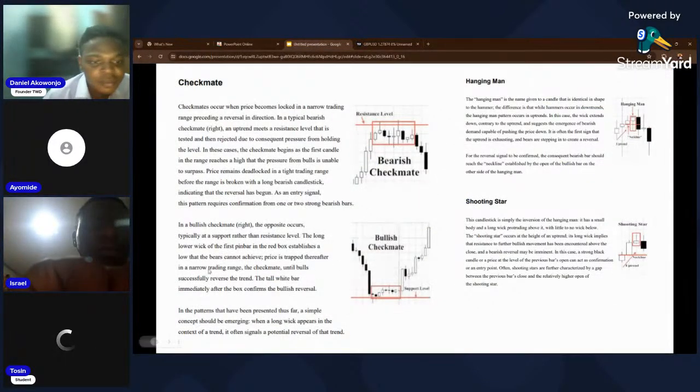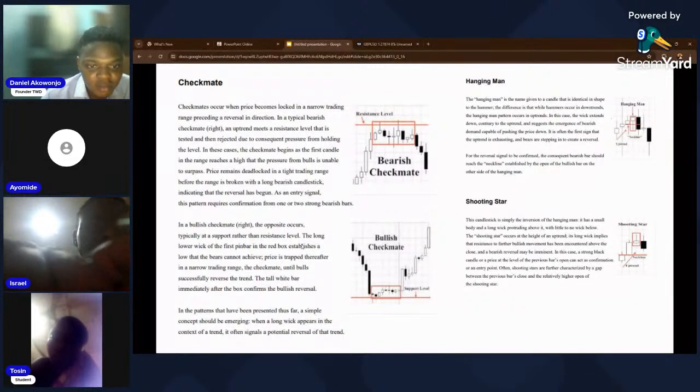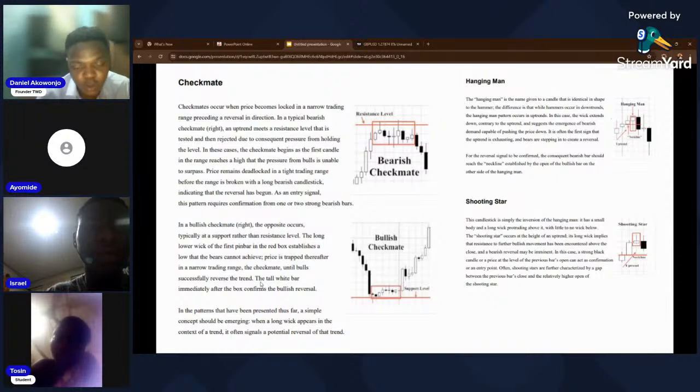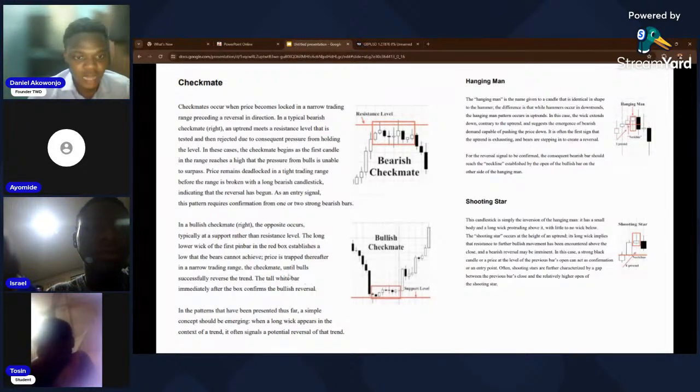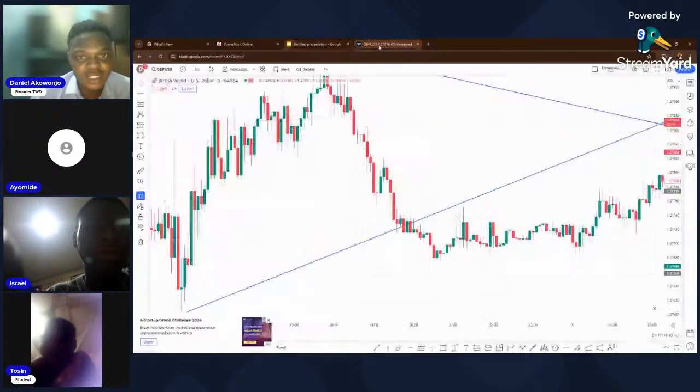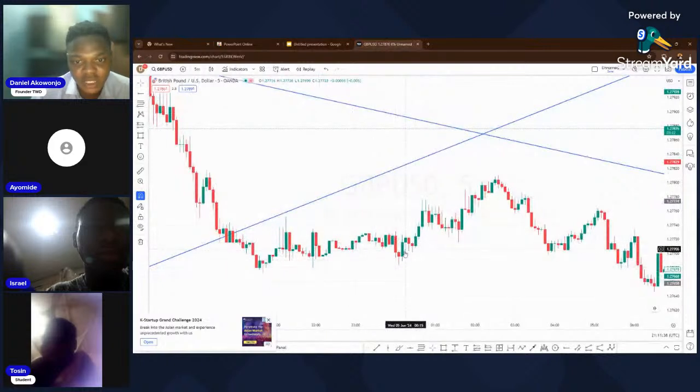So now it means that once you see that, you wait for confirmation before you enter for a buy. Okay, in a support zone, what we do is we buy. So now price is trapped thereafter in a narrow trading range. You understand? That means price keeps going up, down, up, down, in a particular level. Now, until bulls successfully reverse the trend, immediately bulls gain their power.